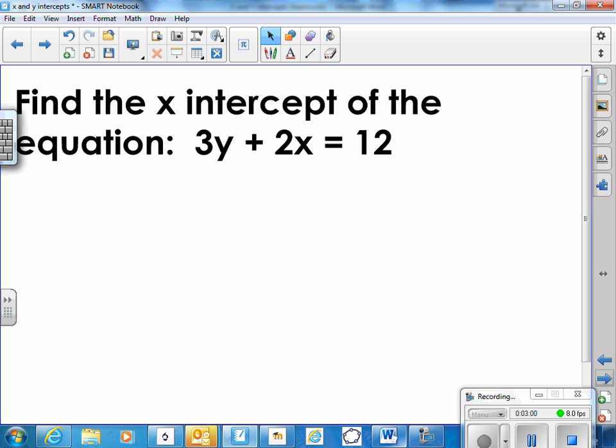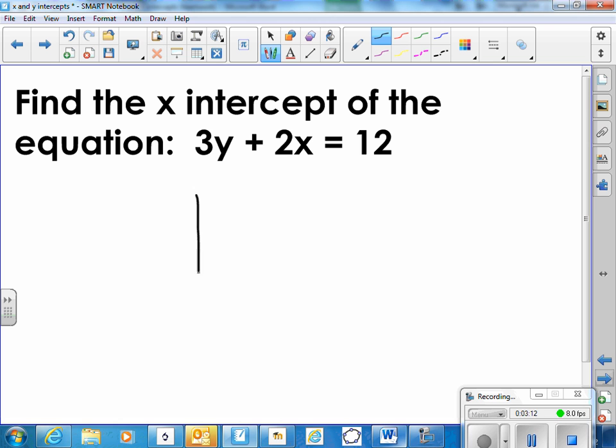So if the value of x is 0 for the y-intercept, how about the x-intercept? That's where we cross the x-axis. Well, where we cross the x-axis, that means the value of y is 0. So if y is 0, let's just ignore that and solve for x. What value of x would make that true?